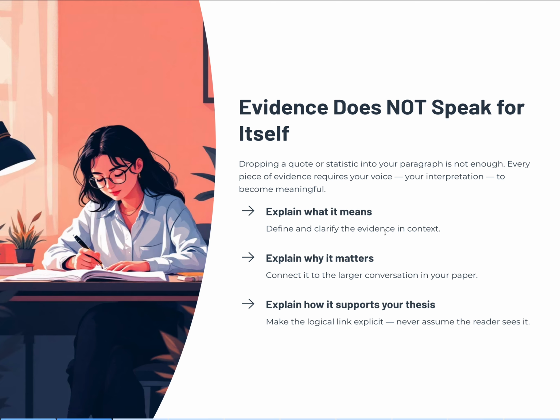So, define and clarify the evidence in context, explain why it matters, connect it to the larger conversation in your paper, and explain how it supports your thesis. So make the logical link explicit. Never assume that the reader sees it. Evidence really only becomes evidence when you connect it to that larger claim, that overarching theme in your essay. Otherwise, it's just going to be information floating on the page. Readers cannot read your mind, so even if something feels really obvious to you, you must spell it out. You must spell out the connection.